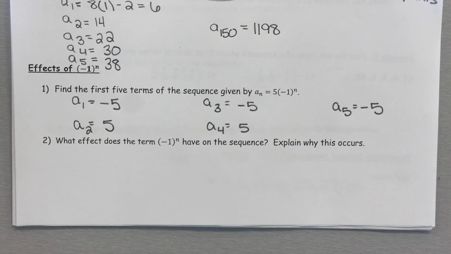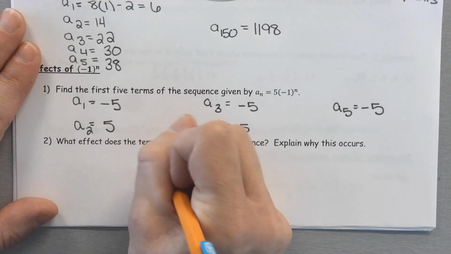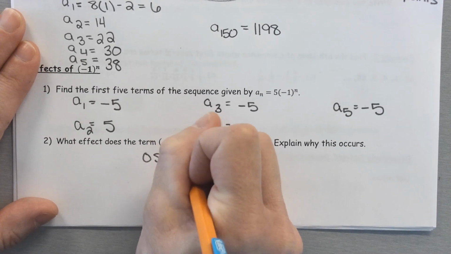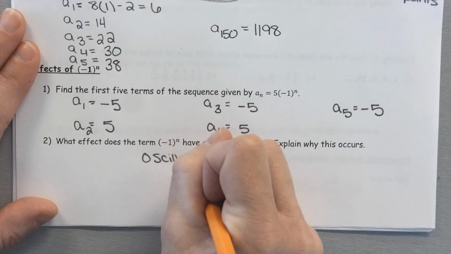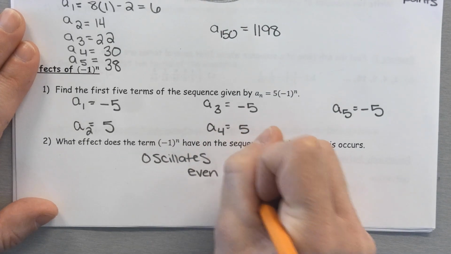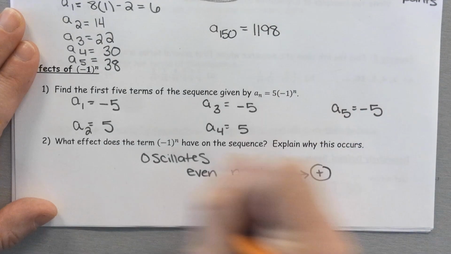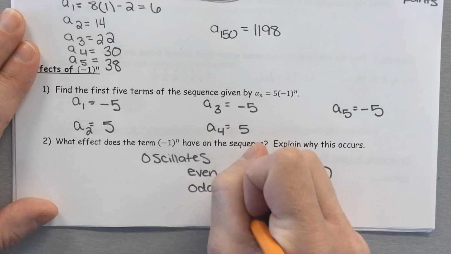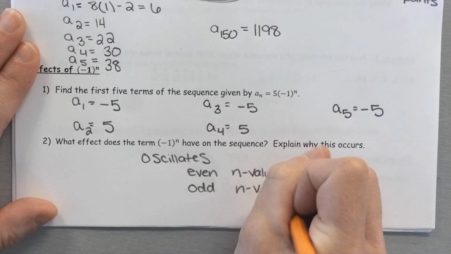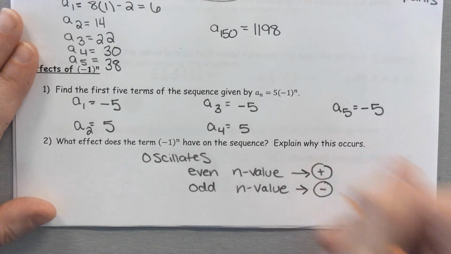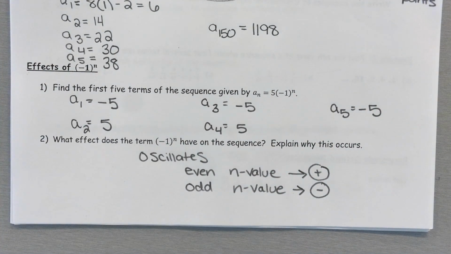Okay, so again, this chapter is patterns. So what happens here? It oscillates. When we have an even n value, we're getting something out that's positive. And when we have an odd n value, we're getting something out that's negative. So it's going back and forth from one to the other. Positive, negative, positive, negative.